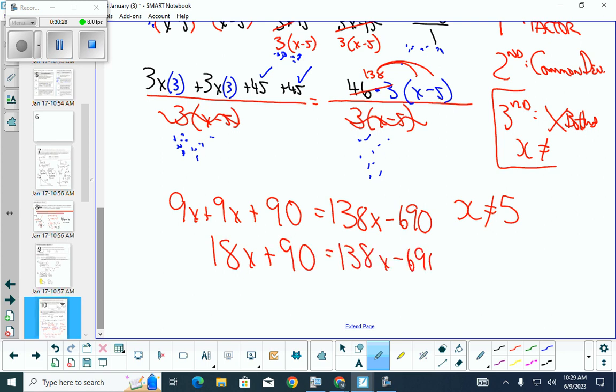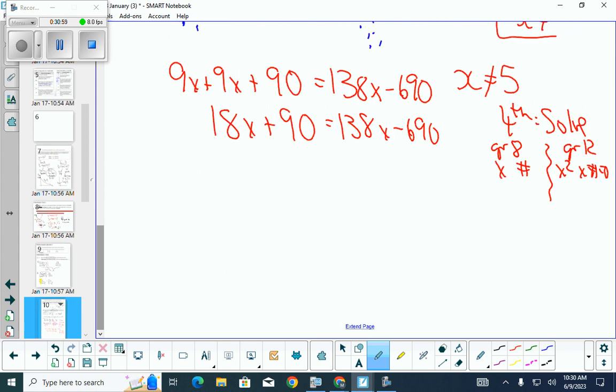Okay. So the fourth step is now to solve. So remember, you'll either be in grade 8, so you'll just have x's and numbers, or you'll be in grade 12, where you'll have x squareds, x's, and numbers. So we did one of these yesterday where we made it equal to 0, and then we factored it. Okay. This one's a little easier. We just have x's and numbers. So go back to grade 8.